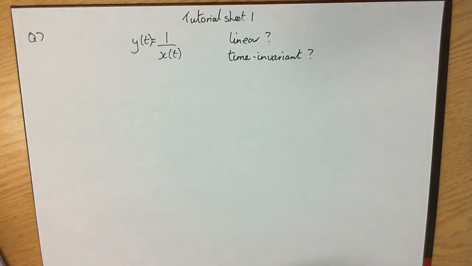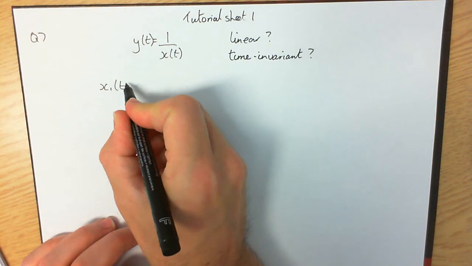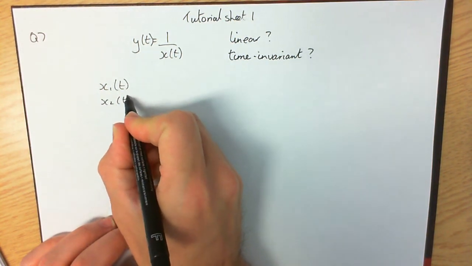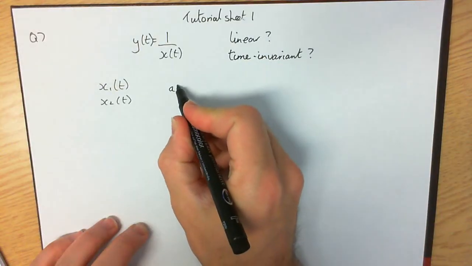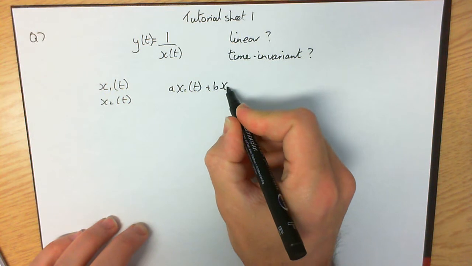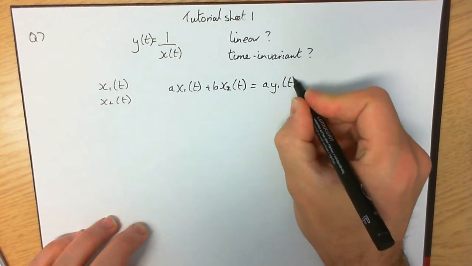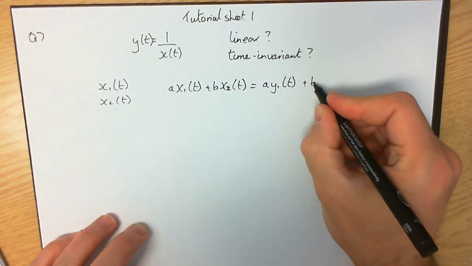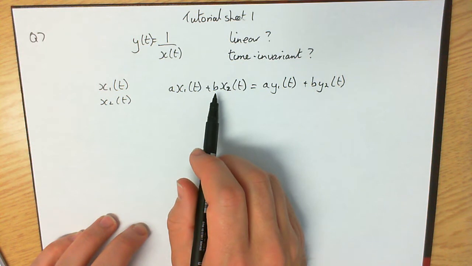Well, for the linearity, what we have to use is both the additivity and homogeneity rules, which say that if I have two input functions, x1 of t and x2 of t, then the relationship a x1 of t plus b x2 of t is a y1 of t plus b y2 of t, where a and b are just constants.